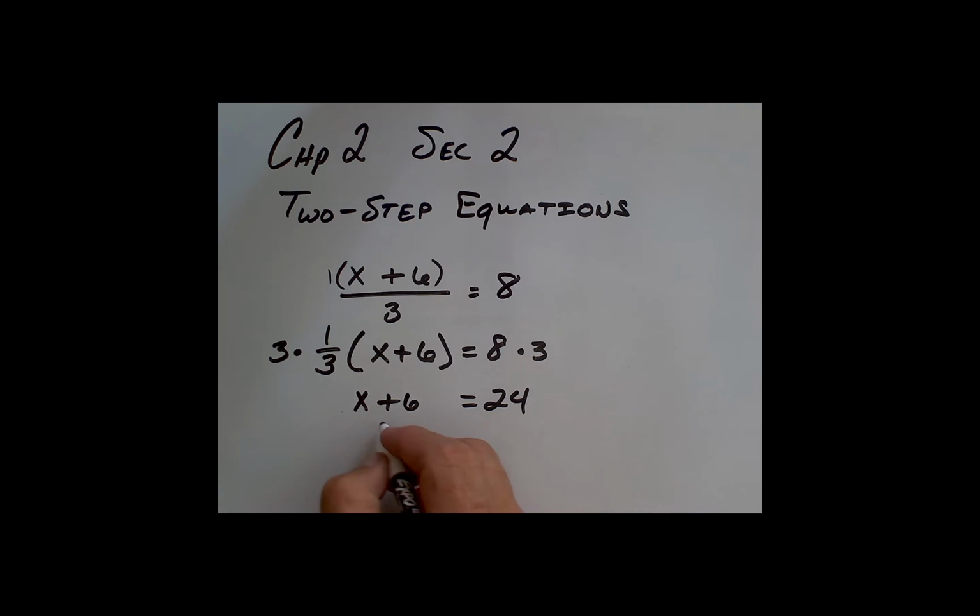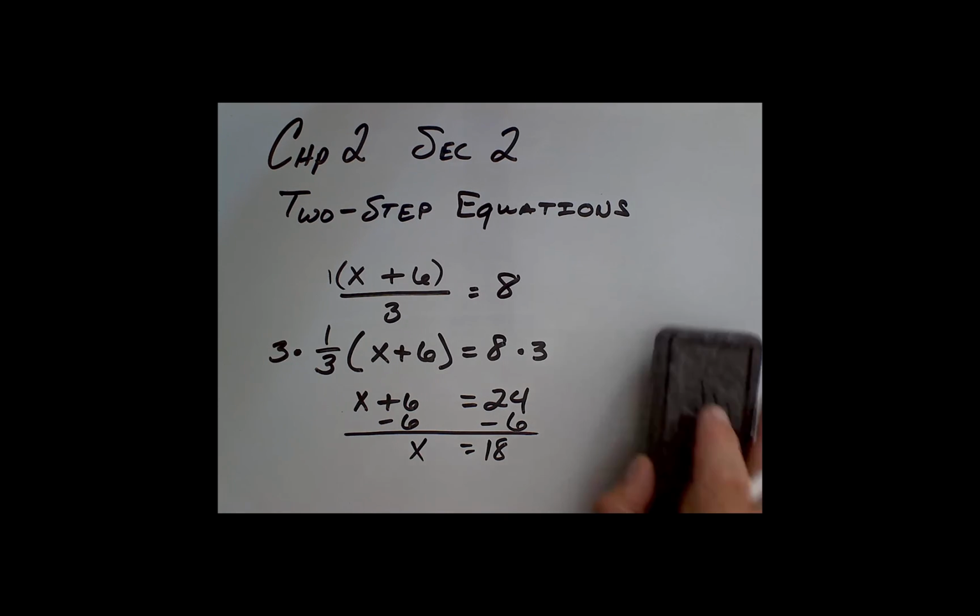So at this point, we can do a minus 6 here. We know that's the additive inverse, and a minus 6 here. Put a line underneath it. This is x equals 24 minus 6, which is 18. And we've just solved the equation. Now that may seem a little bit difficult, but let me show you another way that I would solve this equation.